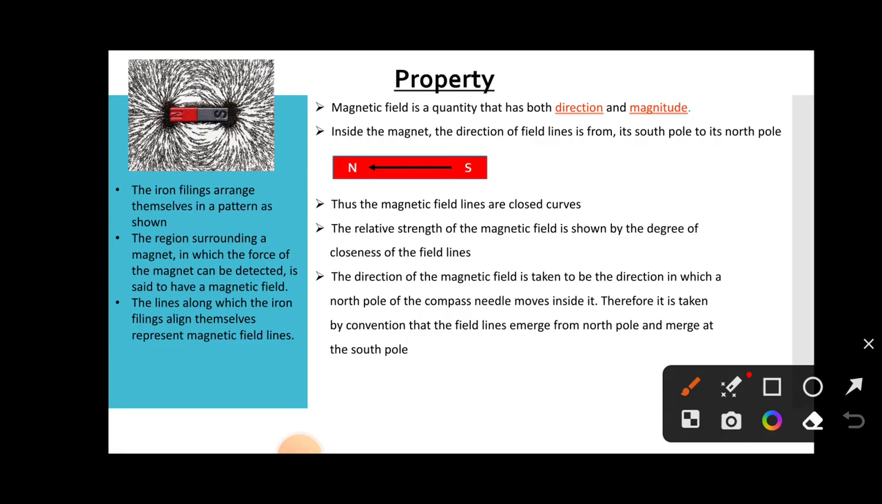The region surrounding a magnet in which the force of the magnet can be detected is said to have a magnetic field. The lines along which the iron filings align themselves represent the magnetic field lines.